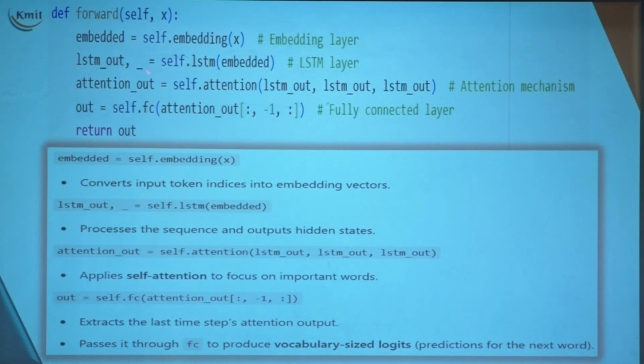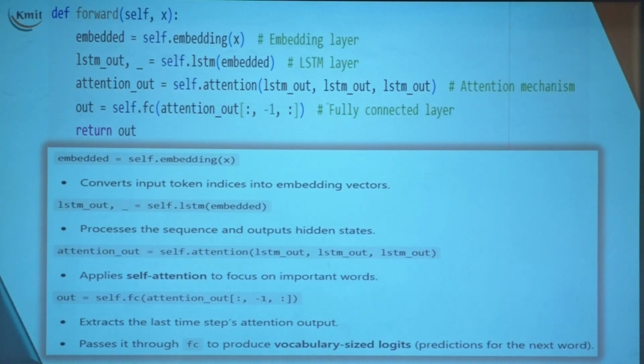Then what are you going to do? You are using these vectors inside your LSTM layer. Once you get that, you obtain output. What is the output of the LSTM layer? There are two outputs. Here I have mentioned LSTM out, comma, underscore. Why underscore? To ignore something I am not using. What am I ignoring? The cell state.